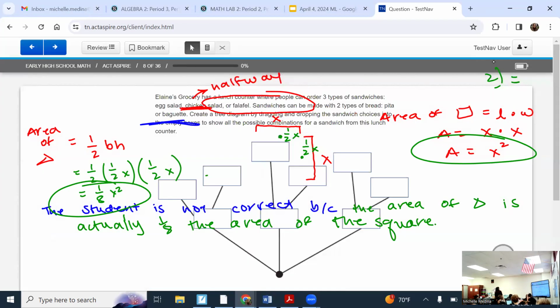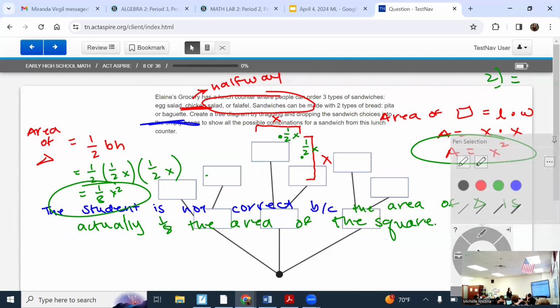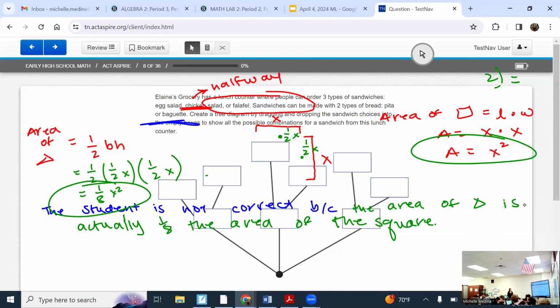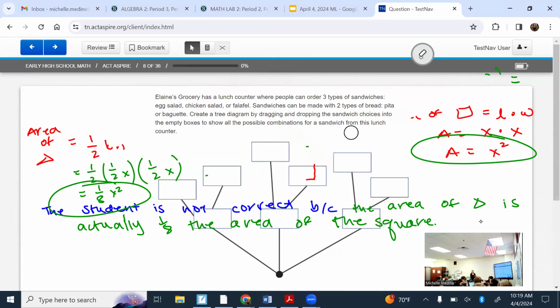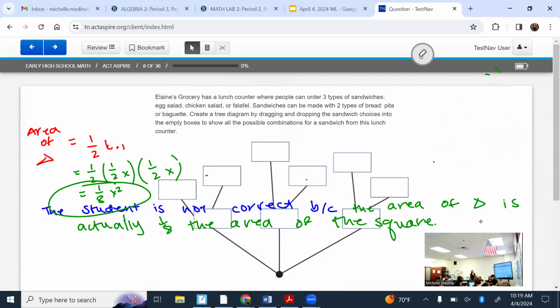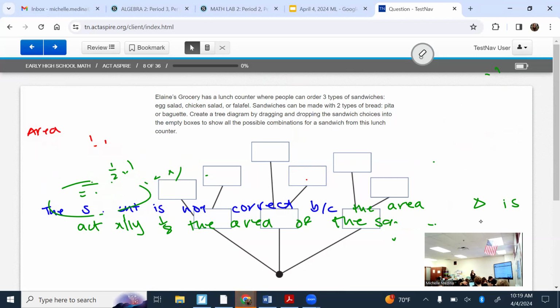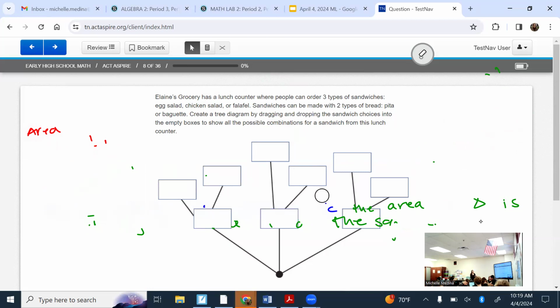Okay. So on this one, all right, but number 8, Elaine's, this is one you're talking about, right? David? Okay. So Elaine's Grocery has a lunch counter where people can order 3 types of sandwiches: egg salad, chicken salad, or falafel. Sandwiches can be made with 2 types of bread, pita or baguette. Create a tree diagram by dragging and dropping the sandwich choices into the empty boxes to show all the possible combinations for a sandwich from this lunch counter.